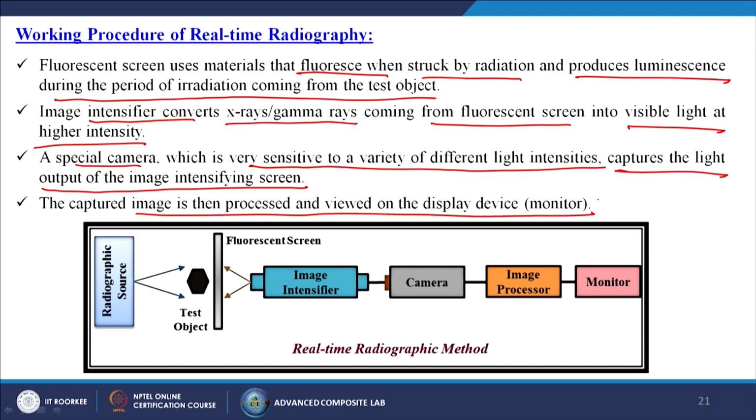The captured image is then processed and viewed on the display device, or the monitor. So, here we have the radiographic source, the sample, the fluorescent screen, the image intensifier, camera, image processor and the monitor. A very small image is coming through, and now we are enhancing its size so that we can clearly see the image of that particular crack or pores or defects.